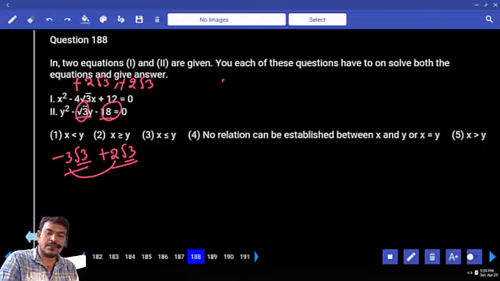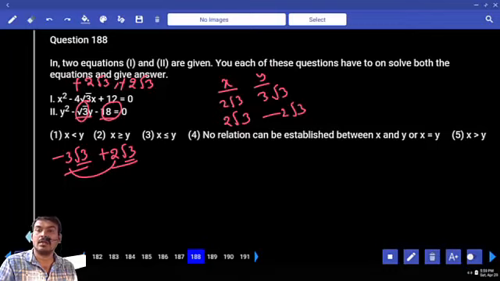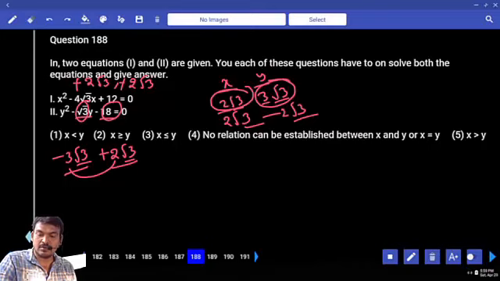18. Then what are the final x roots? 2 root 3 comma 2 root 3. What are the final y roots? 3 root 3 comma minus 2 root 3. Okay, 2 root 3 compared to 3 root 3 is less, because root 3 is common in all the cases. 2 compared to 3 is less, 2 compared to minus 2 is greater. Then the answer is no relation.